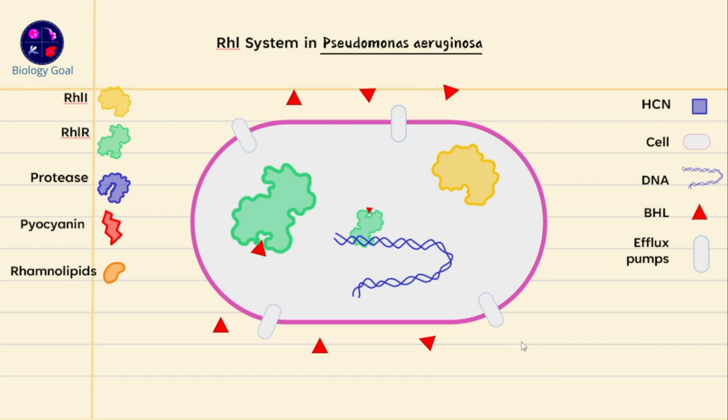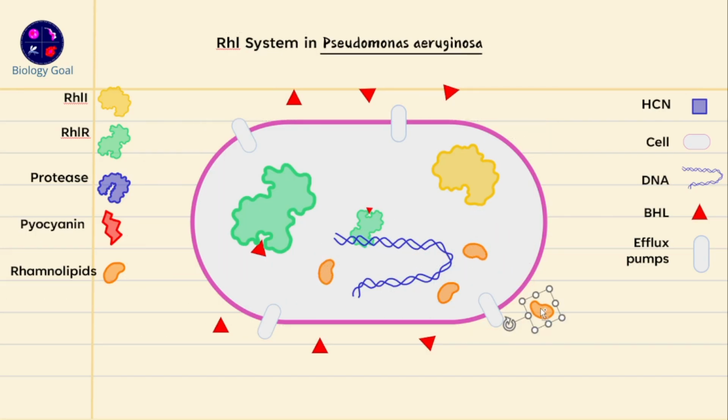Now, next is virulence factors. We need to understand what are the virulence factors. We'll start with the rhamnolipids. So this is the rhamnolipid that is being produced because it's the virulence factor. So once this rhlR is going to bind, it's going to start the expression of rhamnolipids. So rhamnolipids, they are going to get produced. Let me create a few of the rhamnolipids right over here. So more rhamnolipids, they are getting produced.